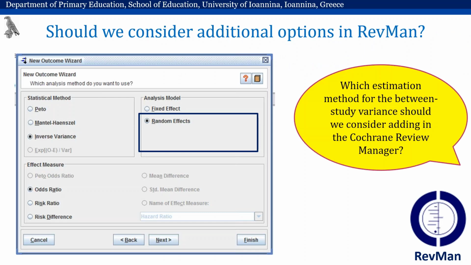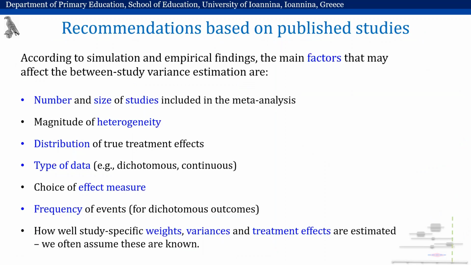Just to clarify, our initial aim was to conduct this review, discuss among the best alternative options, and then recommend better options, if there are any, to be included in RevMan. Before we make any inference on the choice of other estimation alternatives, we need to understand which are the main factors that may affect the between-study variance estimation. According to the published studies, these may include the number and the size of the studies in a meta-analysis, the magnitude of heterogeneity, the distribution of the true treatment effects, the type of data, the effect measure that we use, the frequency of events if we have dichotomous data, and how well the study-specific weights, variances, and treatment effects are estimated, since we usually assume that these are known.